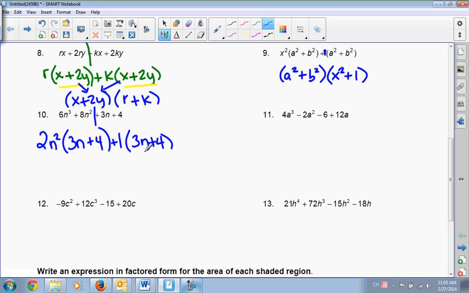Do our parentheses match? Yes, this is a good thing. So we rewrite that, 3n plus 4. Your parentheses match. And then what's left over goes in your other parentheses: 2n squared plus 1. Very good.